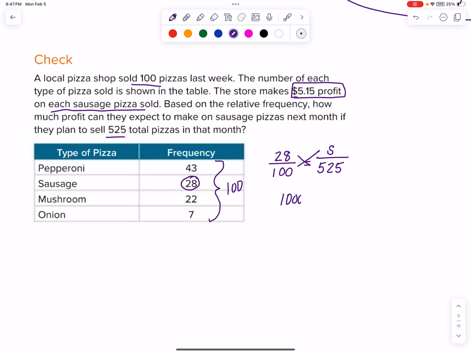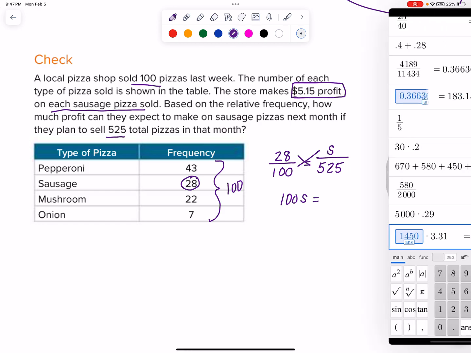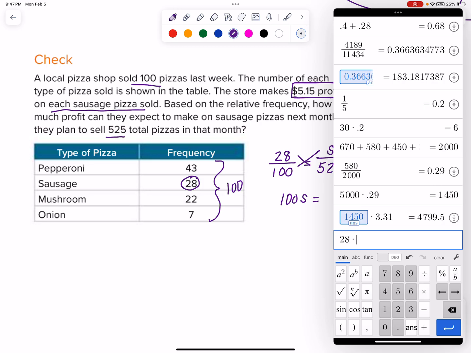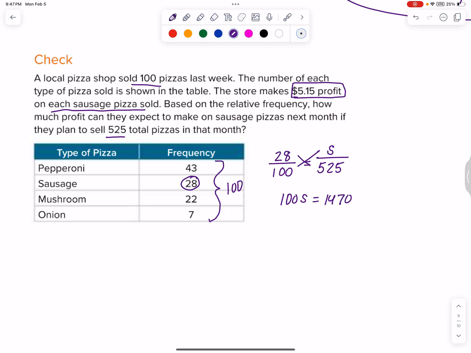So I have 100S. So it's a good review on proportions, equals, and then 28 times 525 is 14,700. And then we can go ahead and isolate that variable, divide by 100, divide by 100, cross that out. Dividing by 100, this is easy though, moves 2 swoops to the left, and that gets us the amount of sausage is 147 sausage. Okay, and so there we go. We can expect to sell 147 sausage.